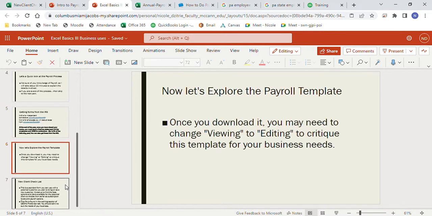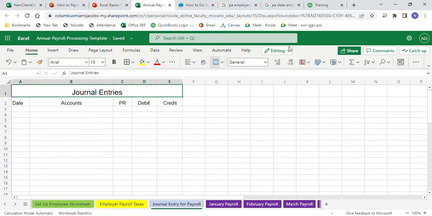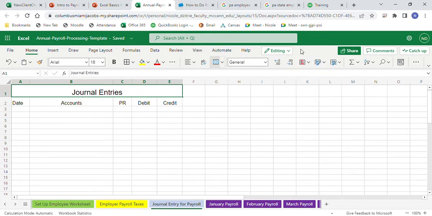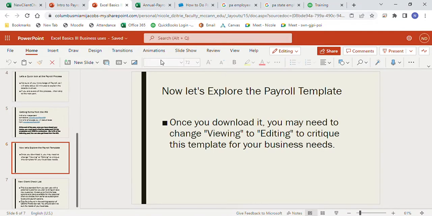The last thing I also wanted to mention with this right here, I'm glad I looked at this, is viewing and editing. When you first download the payroll template, it'll come over here and say viewing. And so you'll want to come down here and go to editing so that you can change it. I guess they do that to make sure that before you do any editing, you look over the template completely. But you're going to want to critique it to your own business needs.